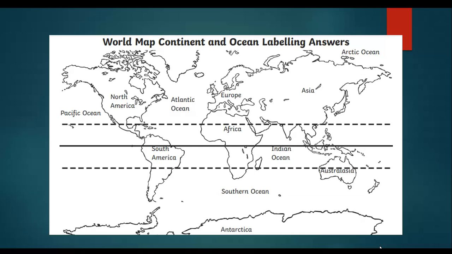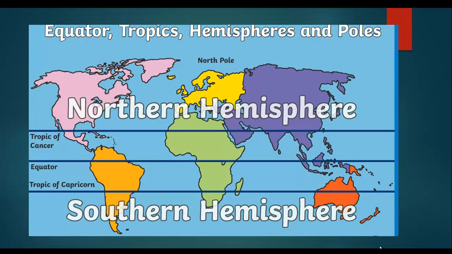Okay, moving on. Now you've completed that sheet, have a little look at this one. It's got the continents on it and it's got oceans on it. It's also got 3 lines going through it. Now we're going to have a look at what those lines are called because they are important for your knowledge.